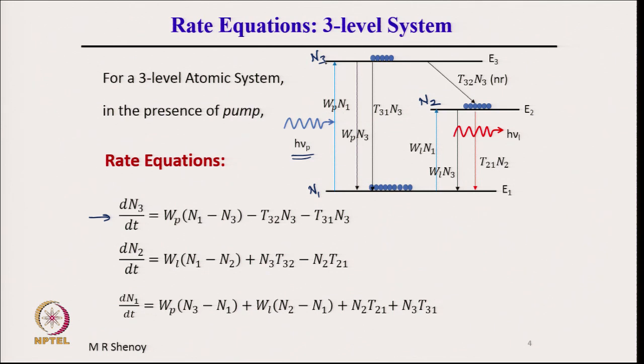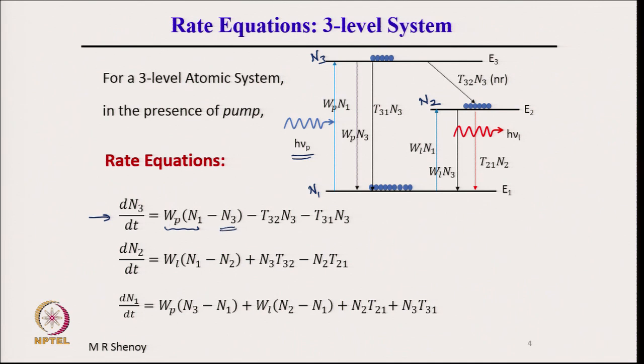This is absorption, Wp is the pumping rate per atom, and therefore Wp into N1 will tell us the number of atoms excited to the upper state per unit time per unit volume. Now, the same Wp will also bring down atoms here by stimulated emission, and therefore Wp into N1 will increase dN3 by dt, that is N3 will increase, and Wp into N3 is the atoms coming down here, and therefore it is negative, it will reduce N3, and that is why we have the minus Wp times N3 term.